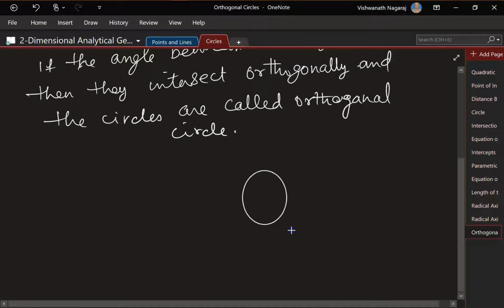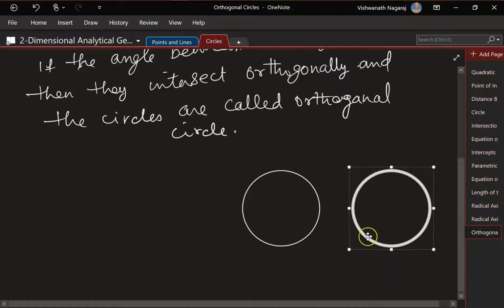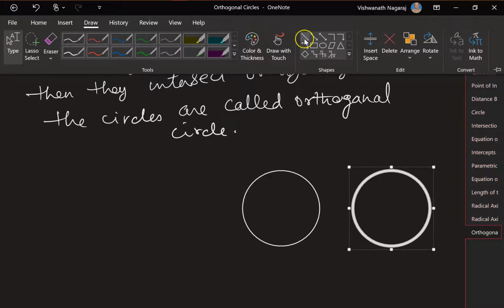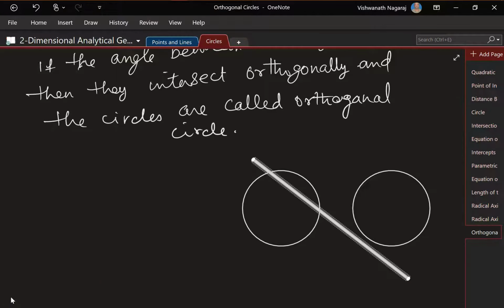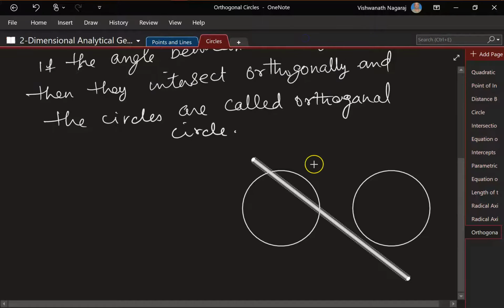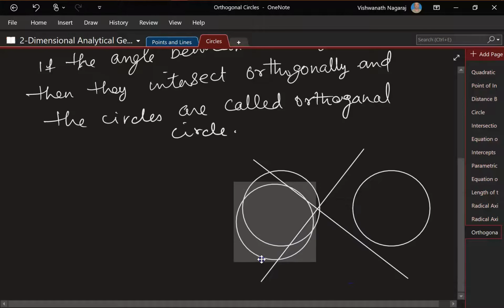So let's say we have this circle and let's draw another circle. Now how do we actually do that? We have to draw lines, right? So first let's draw the 90 degree lines, perpendicular lines. Then based on that we can draw or move these circles. Does this look perpendicular? Yes. Now let's move these.